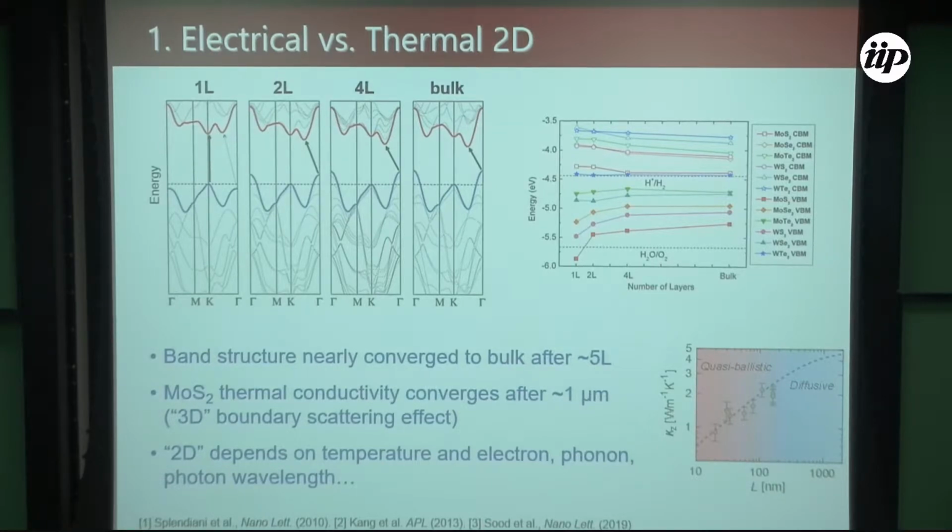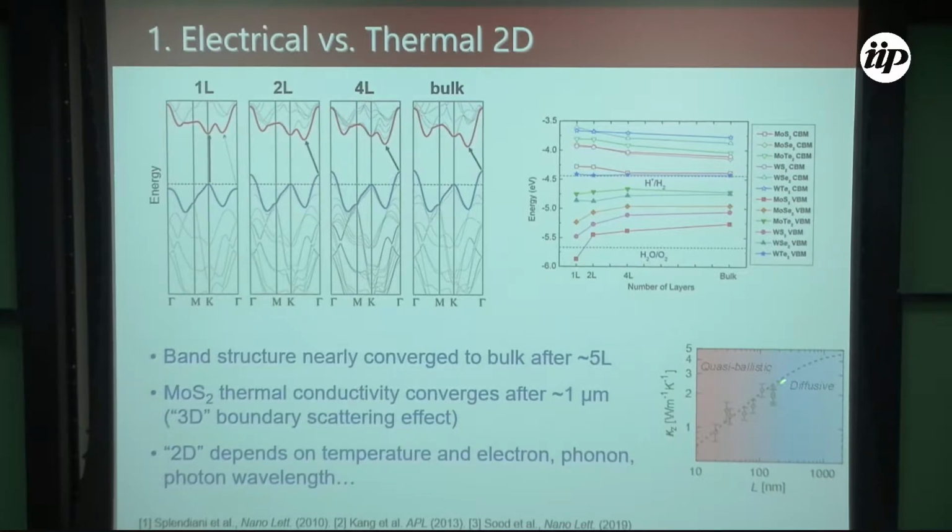Now, there's obviously different things here. The 2D something depends on temperature, depends on the electron, phonon, or photon wavelength. So it depends on what you're actually using it for, right? For example, if you're looking at thermal conductivity effects, you actually need a 1 micron thick MoS2 film to converge to the bulk thermal conductivity.